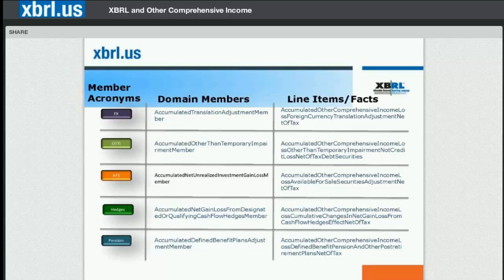That is the axis, as we'll see later. The individual line item elements would be used for tagging captions that appear on a balance sheet or if only one category of AOCI exists. So these would be on the balance sheet, these would be in the notes.